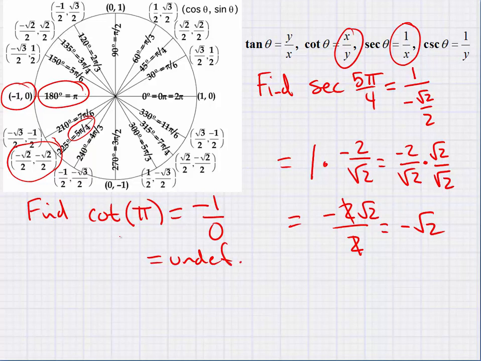Alright, that's fine. You can get an answer that's undefined. Well, what does that mean? It means that I can't take the cotangent of pi. Pi cannot be in the domain for this function because I don't get an answer out of it. So we'll have to discuss that about domains for these four trig functions.